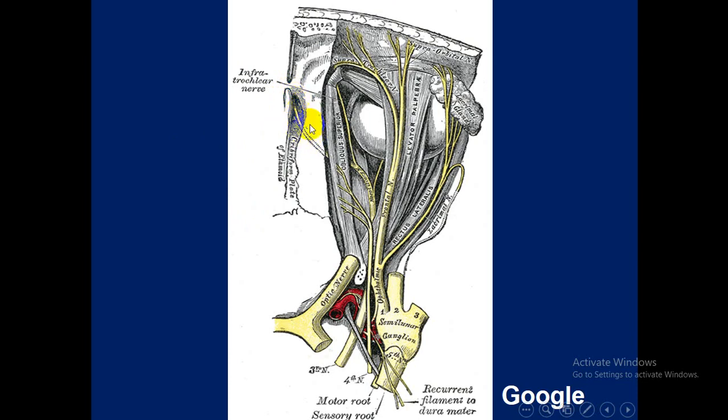الانتيرو اثمويدال نيرف طلع من الاوربت عن طريق الانتيرو اثمويدال فورامن, بعدين مشي على اللاترال سايد مال الكريبريفورم بليت اوف ذا اثمويد, زين, بعدين دخل pass forward and descend, يدخل على النازل cavity through a slit like aperture at the side of the crista galli.